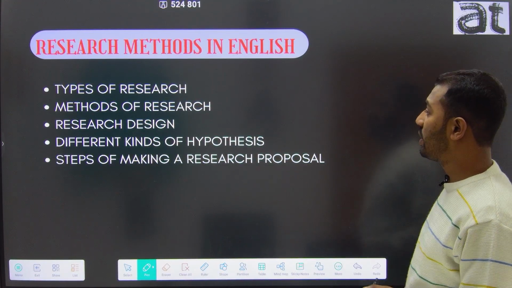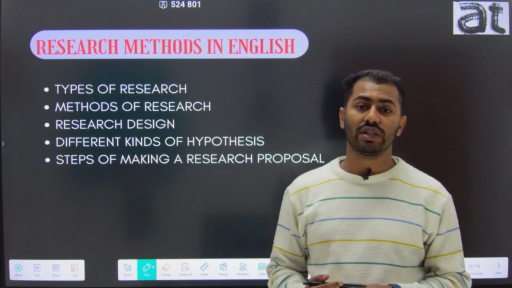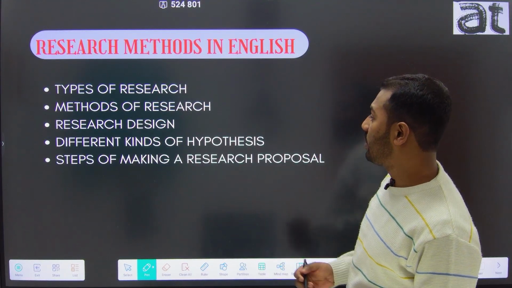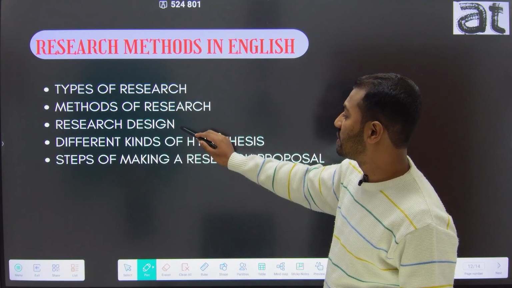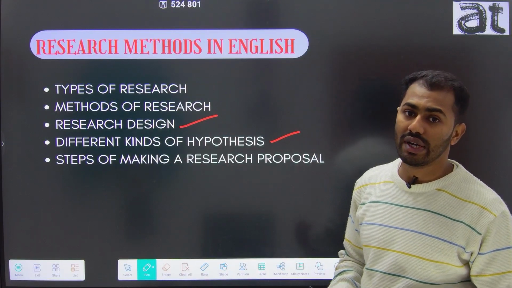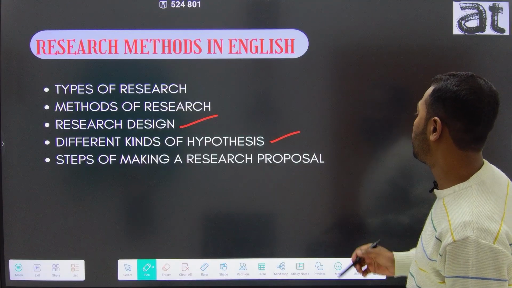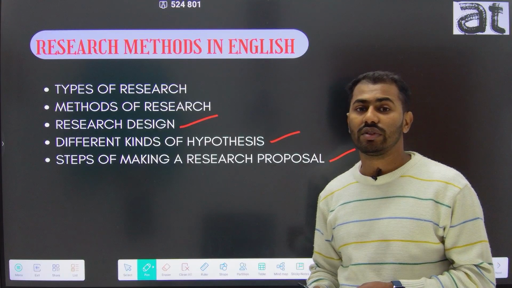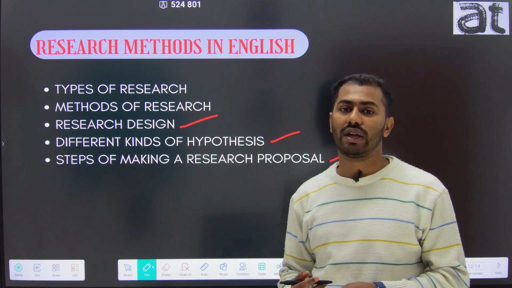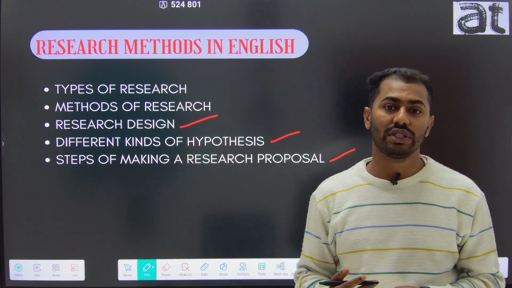After that comes research method in English. In research method in English, you have to read different types of research: primary research, secondary research, qualitative research, quantitative research, and different methods of research. After that comes research design and different kinds of hypotheses. The last step is the steps of making a research proposal, which is also important. From the research method in English section, 3 to 5 questions usually come in the UGC NET JRF exam.